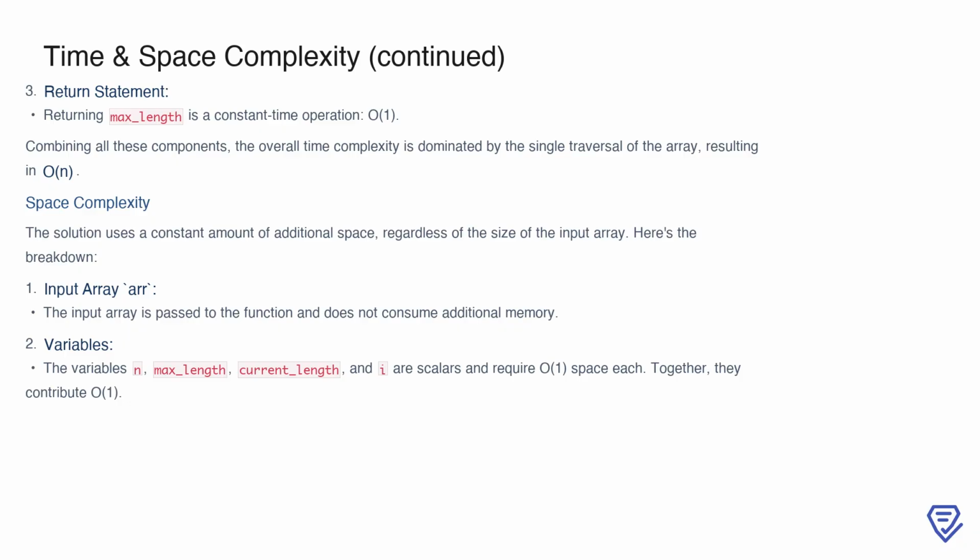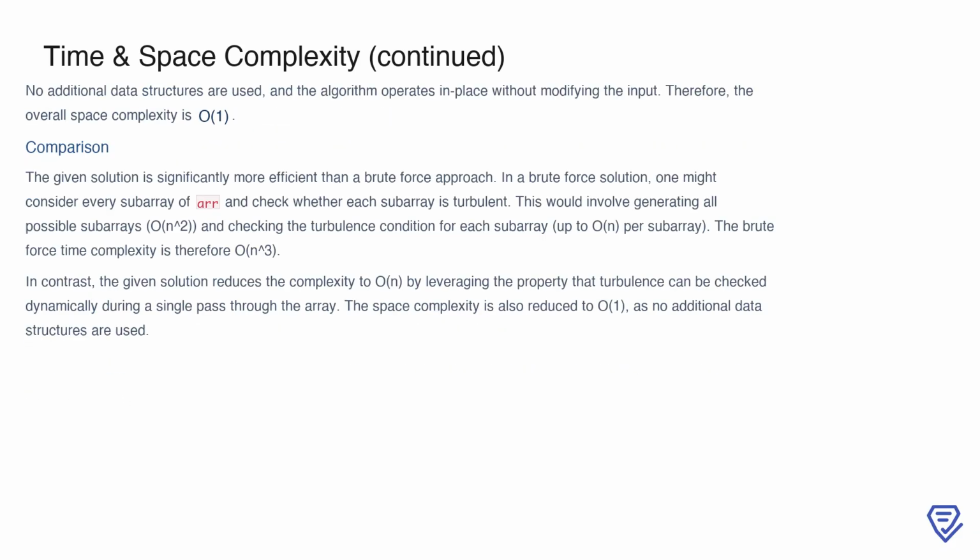Moving on to space complexity, the algorithm uses a constant amount of additional memory. The input array, ARR, is passed to the function, but it doesn't require any extra space since we're not making any modifications to it. The variables n, max_length, current_length, and i are scalar values, and each of them uses O(1) space. Since we're not allocating memory for additional data structures or performing recursive function calls, the total space complexity is O(1). No extra data structures are introduced in this solution, and the algorithm operates entirely in place, ensuring minimal memory usage. This results in an overall space complexity of O(1).